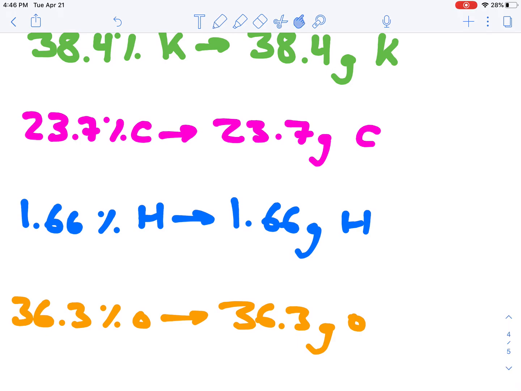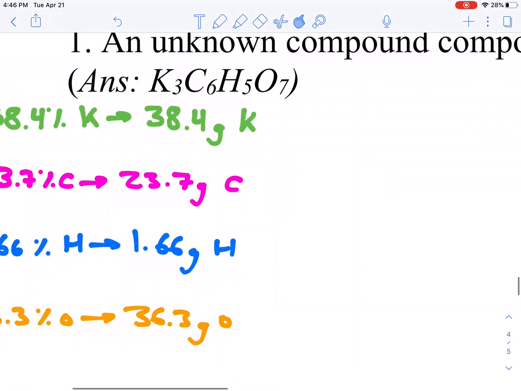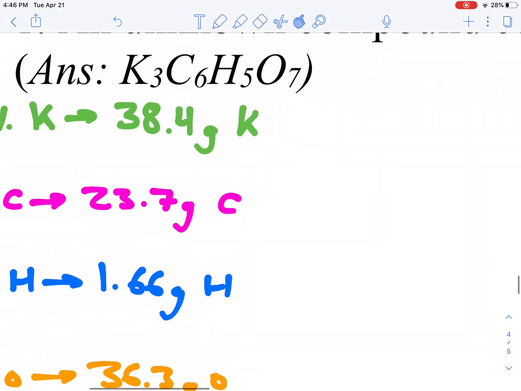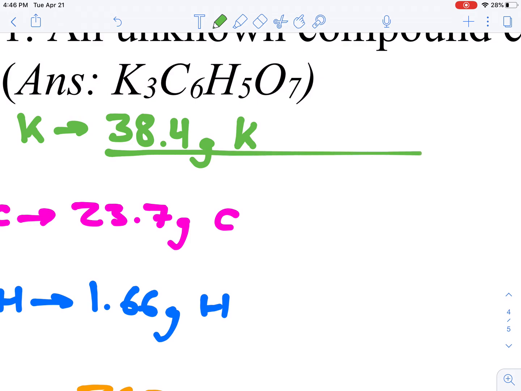So now we have their masses, and that's an important step because now we can put these all into moles, and moles is the way that we can relate these things and figure out how many of each atom there is relative to each other atom. So let's do all of those really quick. We know from the periodic table our molar masses. Our molar masses allow us to tell us the number of moles in a number of grams.